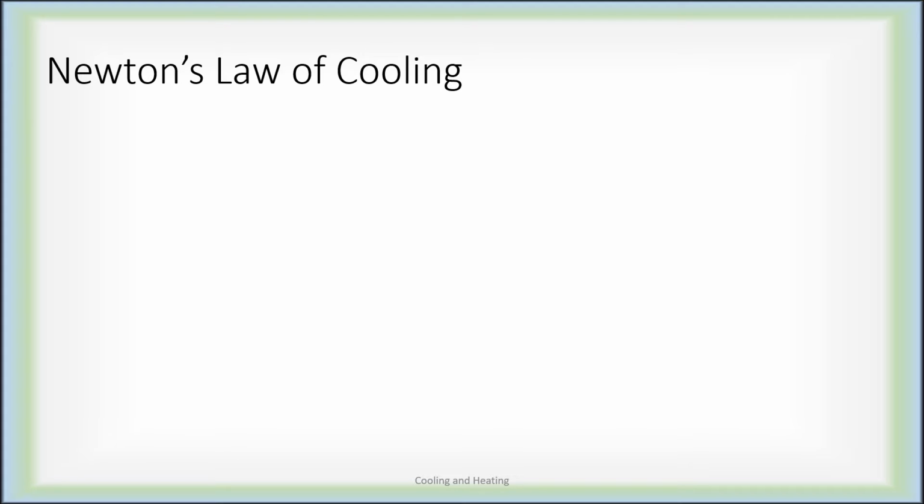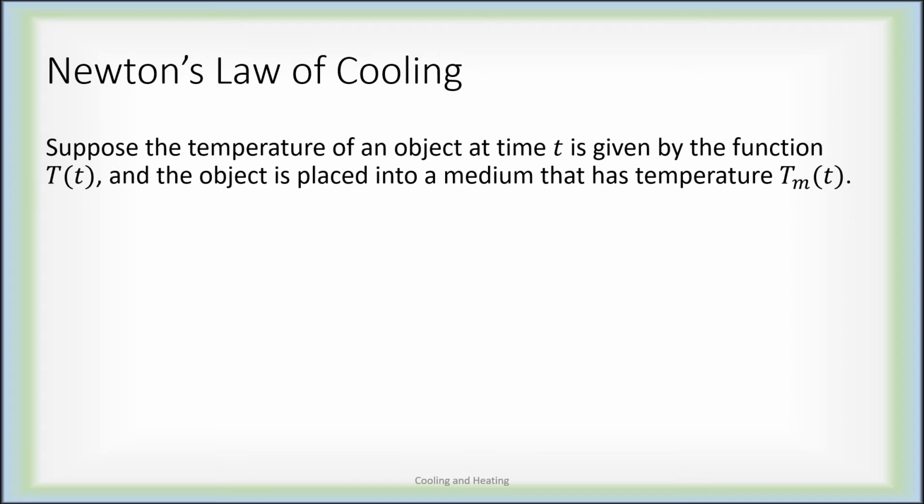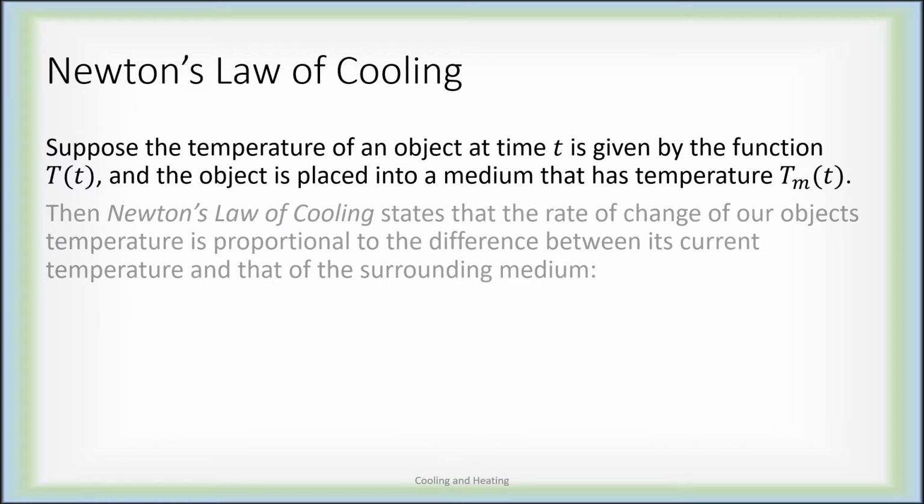We want to derive Newton's law of cooling. Suppose the temperature of an object at time little t is given by the function capital T, and the object is placed into a medium that has temperature T sub m. Notice that the object's temperature and the medium's temperature might be fluctuating.